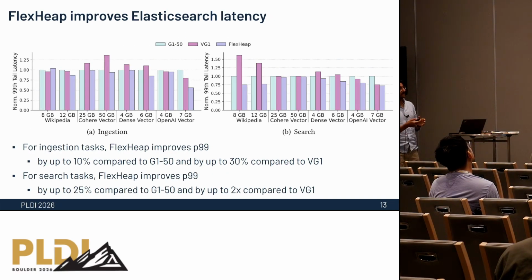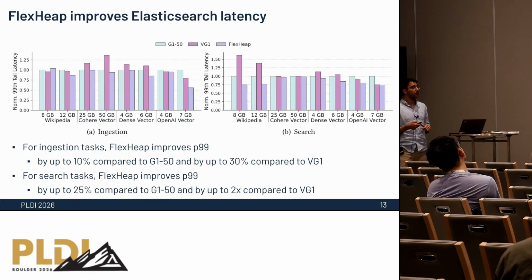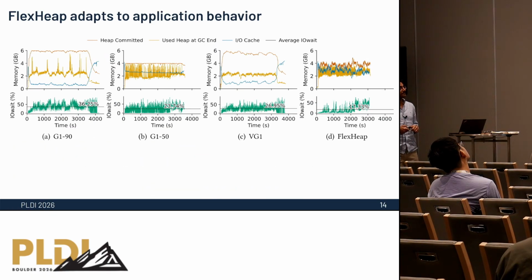Also, we investigate how FlexHeap improves Elasticsearch latency. For the ingestion task, FlexHeap improves P99 by up to 10% compared to G150 and by up to 30% compared to VG1. And for the search task, FlexHeap improves P99 by up to 25% compared to G150 and by up to 2 times compared to VG1.